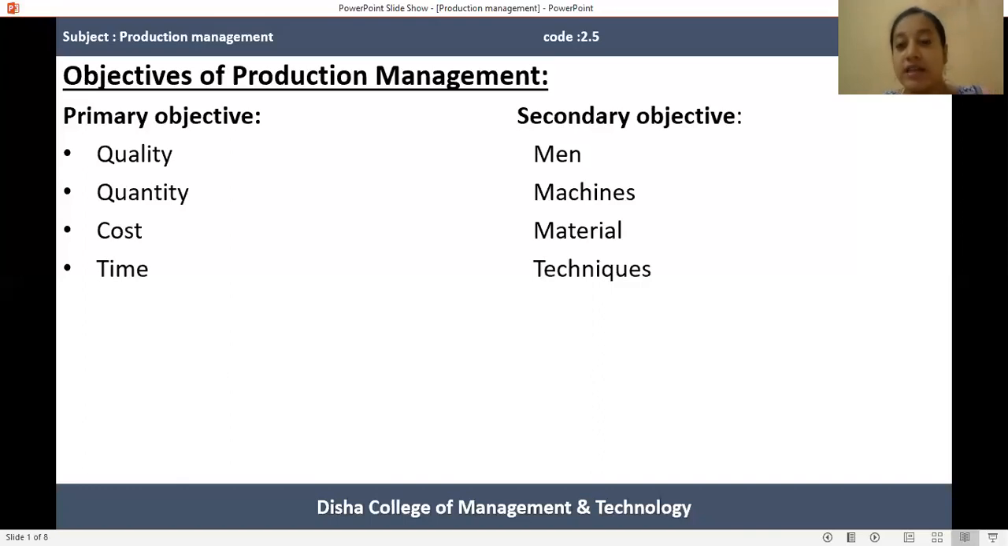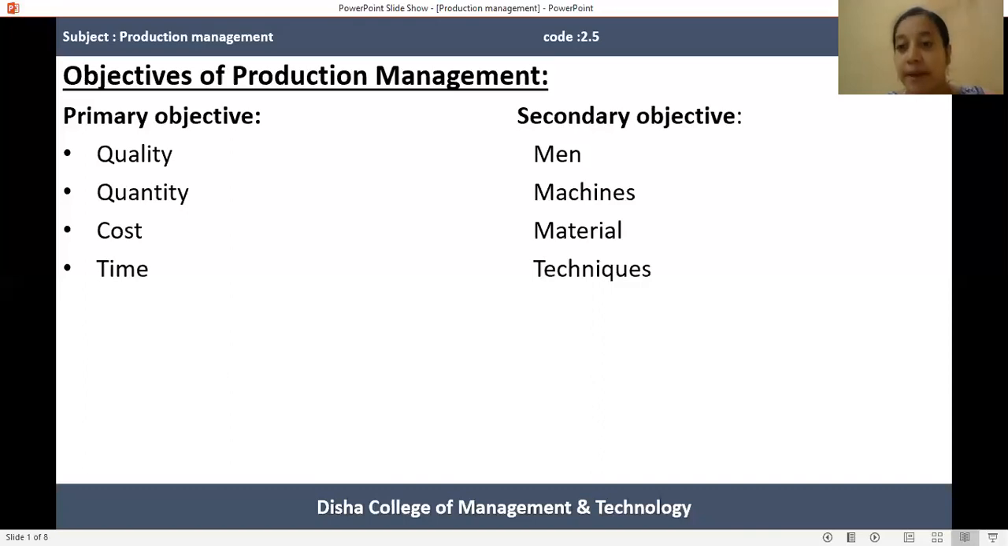And next is the secondary objective. In the secondary category, there are also 4 objectives of the production department. So what does secondary objective mean? Secondary objectives help the organization to achieve its primary objective in a smooth and efficient manner. So there are 4 secondary objectives of the production department or production management.